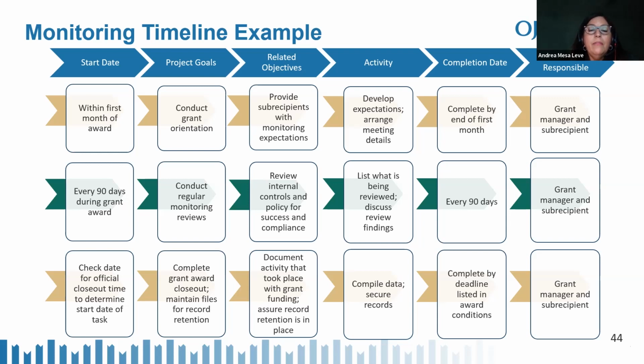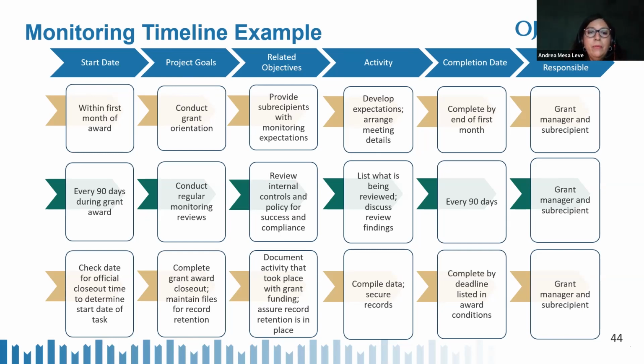So for your activity box, maybe you need to develop a list of what is to be reviewed. And then each time you meet, that could change, right? You could have a different topic in there. You will also need to discuss and document your review findings. So that would go here in your activity box. And then of course, the next box is your completion date, and you want to have this completed every 90 days. And then of course, the last box is to list your person or persons responsible for completing that task. Put their name and job title.